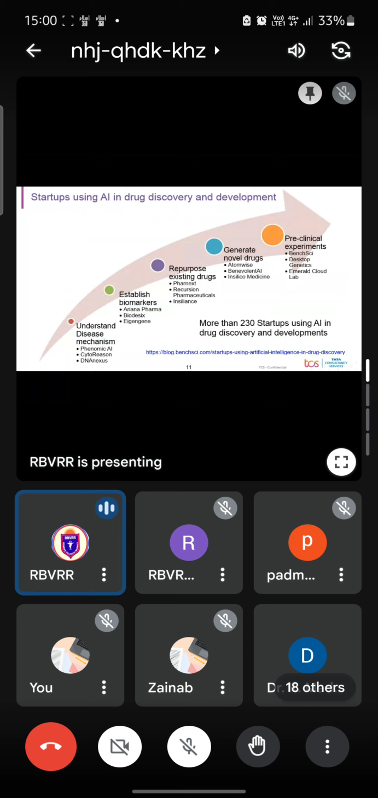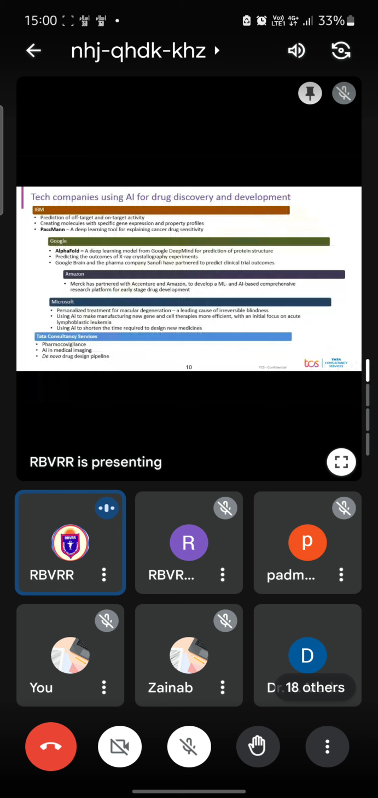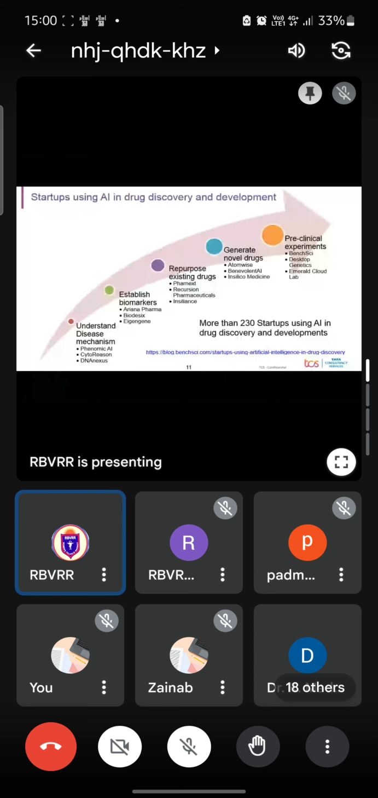So in addition to all these big technology companies, there are many startups. In this slide, I'm saying that at the stage of understanding the mechanism, at the early discovery phase also, there are some companies involved, and this list is very old. Now there will be 30 such companies in the list. Similarly, biomarkers and targets, many companies are there.